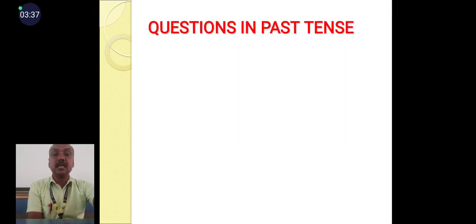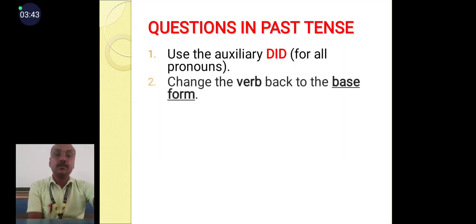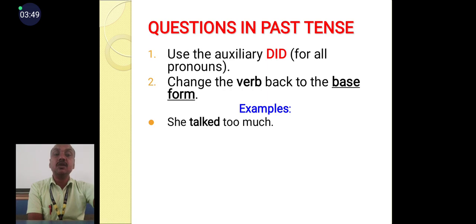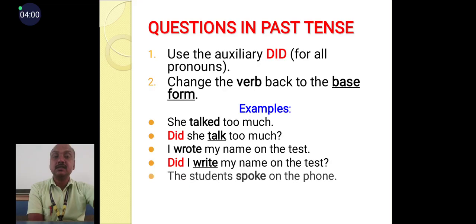Questions in past tense. Use the auxiliary did for all the pronouns. Change the verb back to the base form. For example, she talked too much. The question here is, did she talk too much? I wrote my name on the test. Did I write my name on the test?